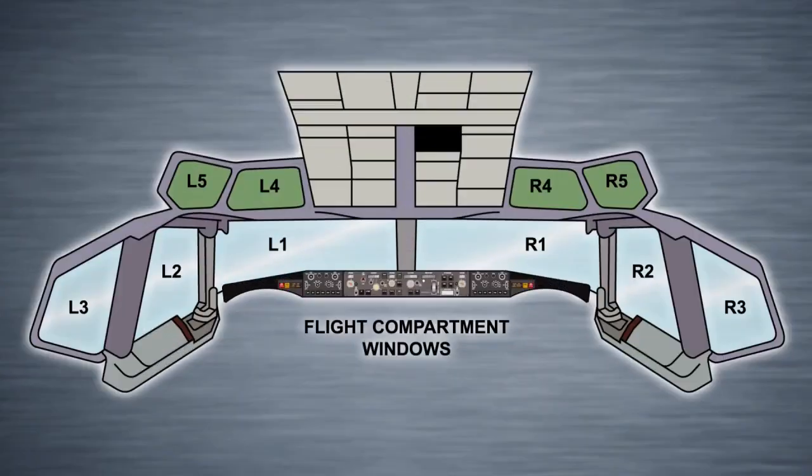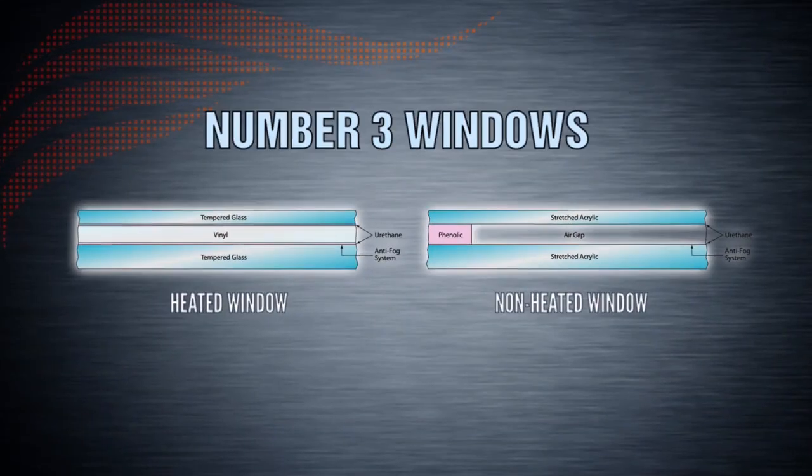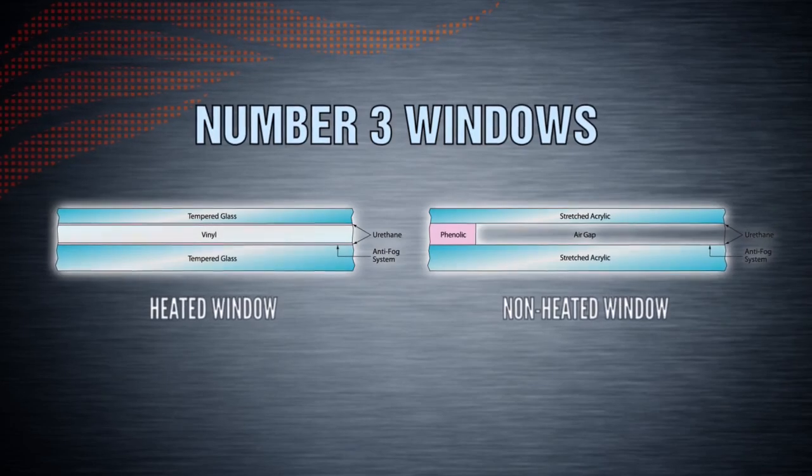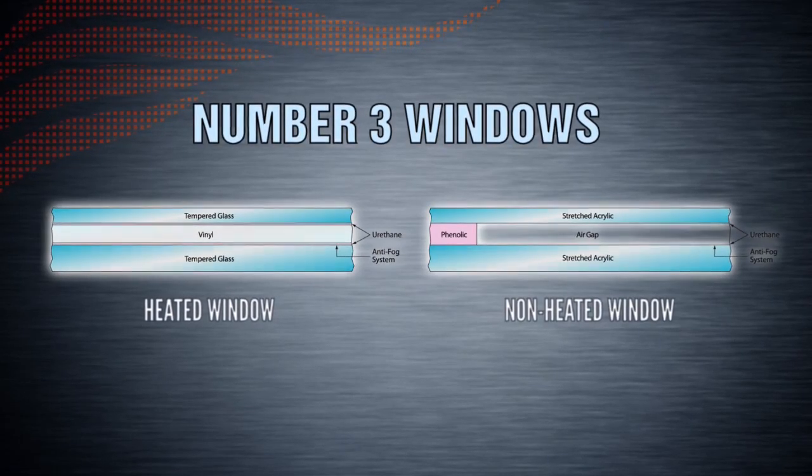Window heating is available on flight deck windows numbers 1, 2, 4, and 5. It is a customer option on the number 3 windows, so there are two types of number 3 windows available: heated and non-heated. The two types of number 3 windows are structurally dissimilar, so in our explanation of flight deck window heating, we will assume that the number 3 windows are heated.